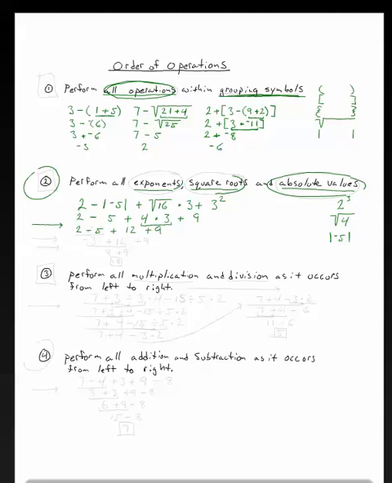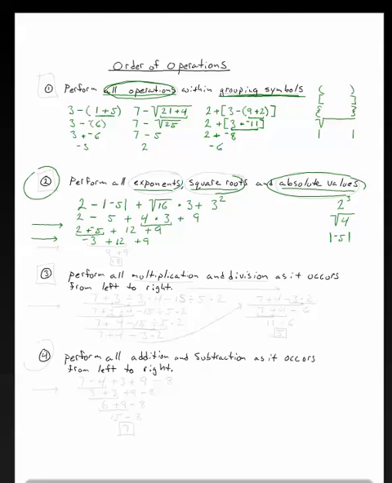Now I don't have any multiplication or division in the problem, so I would have to go on to addition and subtraction. So I'm going to do my addition and subtraction the same way, from left to right. So the first thing I encounter is this 2 minus 5, which is the same as 2 plus negative 5, and that's going to give me negative 3, plus 12, plus 9.